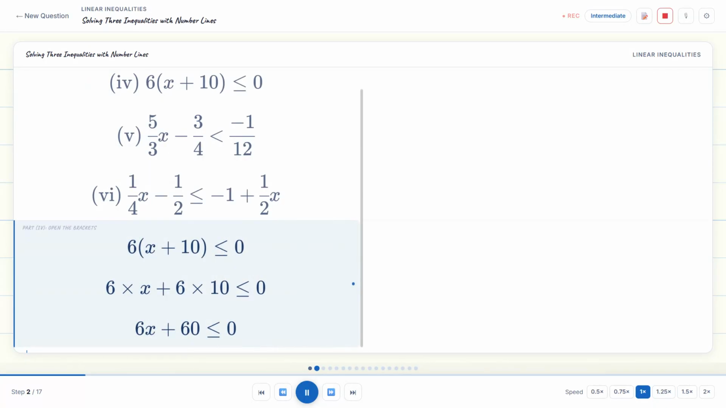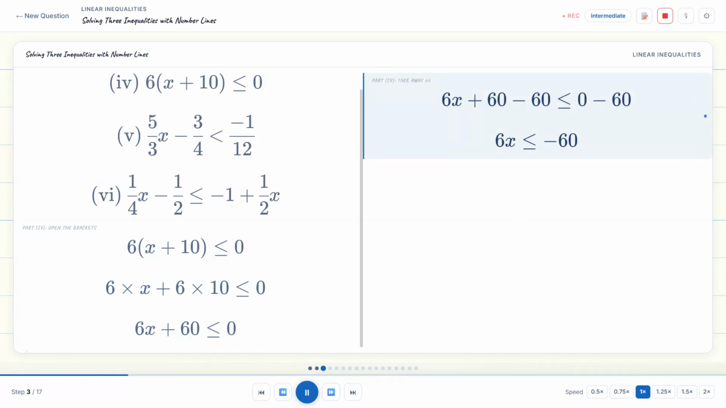Let's open the brackets. We times 6 by x to get 6x, and we times 6 by 10 to get 60. So we get 6x plus 60 is less than or equal to 0. We want x all alone. So we take away 60 from both sides. On the left we get 6x. On the right, 0 take away 60 gives us negative 60.